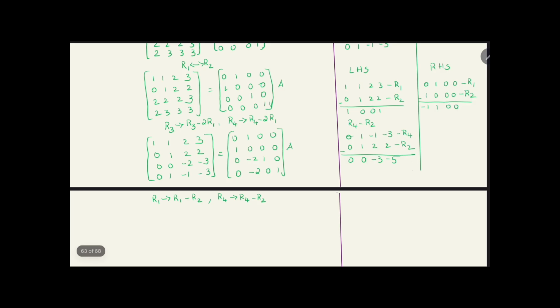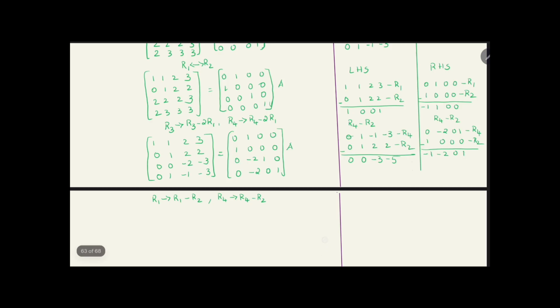Now coming to the R4 operation, it is R4 minus R2. What is the fourth row? 0 minus 2, 0, 1. This is R4. And what is the second row? 1, 0, 0, 0. This is R2. And I should subtract these two. 0 minus 1 is minus 1, minus 2, 0, and 1.